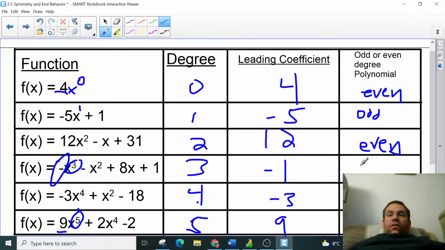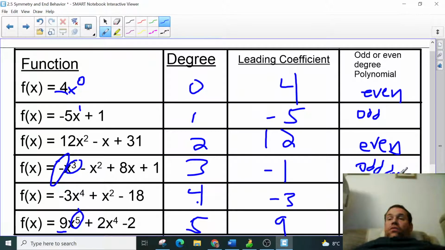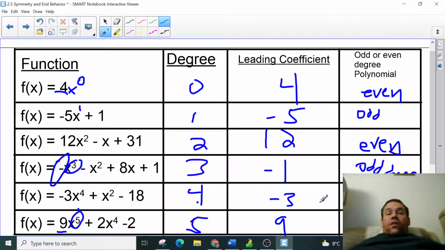Then we have x to the third power, even though it's a negative leading coefficient. It is still an odd degree. Make sure you include the word degree to get it right. So there's going to be an odd degree function. Does that make sense? So the next one is 3x to the fourth power, so that's even. And the next one after that is x to the fifth power, which is odd.